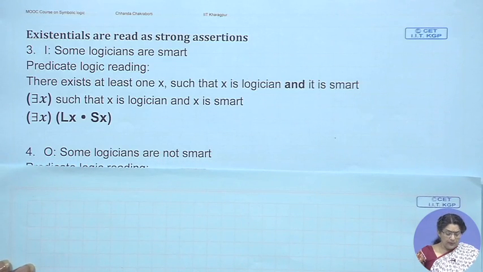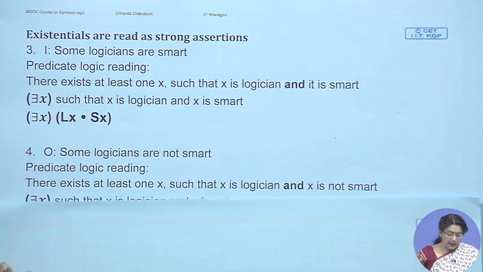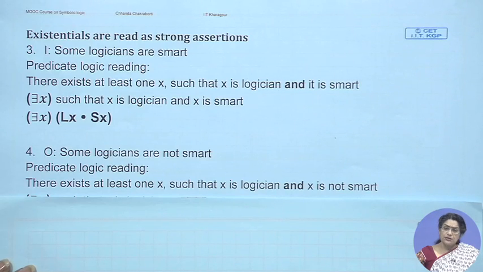Similarly, for O, some logicians are not smart, that is going to be read as there exists at least one x such that x is a logician and x is not smart.